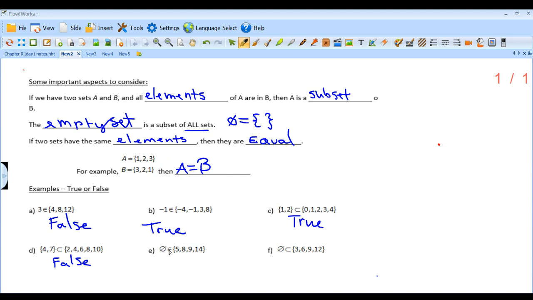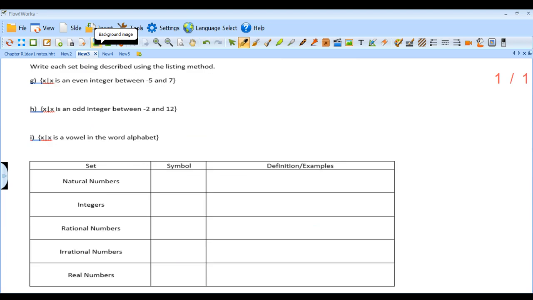Next, is the empty set an element of {5, 8, 9, 14}? This is going to be false because these are the only elements in this set here. However, is the empty set a subset of this set here? It is, because remember we said that the empty set has no elements, so therefore it is a subset of all sets. So this is true. Okay, let's move on. You turn the page.